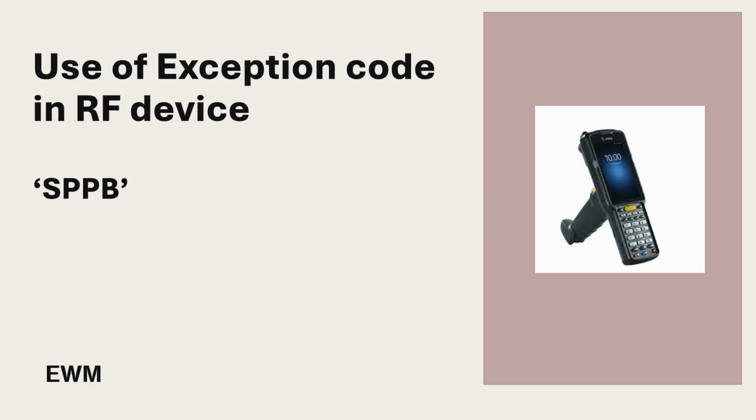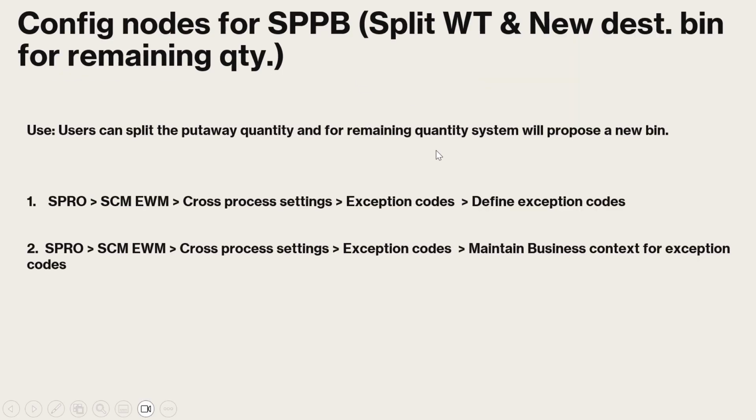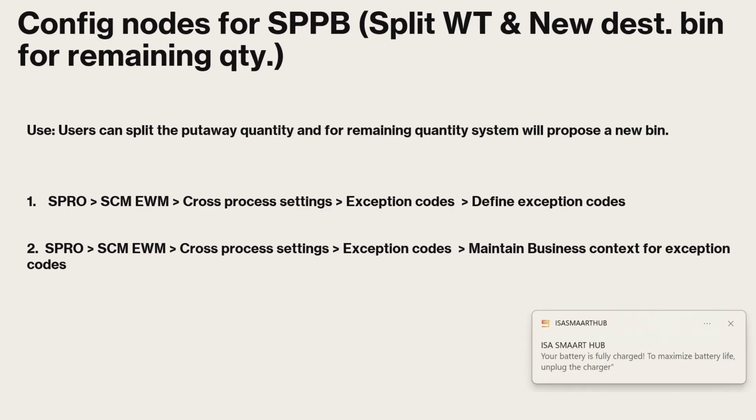Hello everyone. In this video, we are going to see the use of exception code in RF device. So I have selected SPPB exception code for our topic. Let me go to my next slide where we will discuss the use of exception code SPPB in our business context. SPPB stands for split warehouse task and new destination bin for remaining quantity.